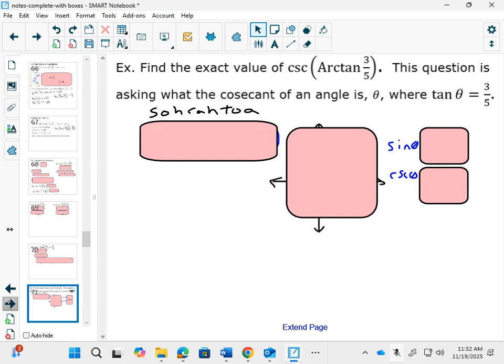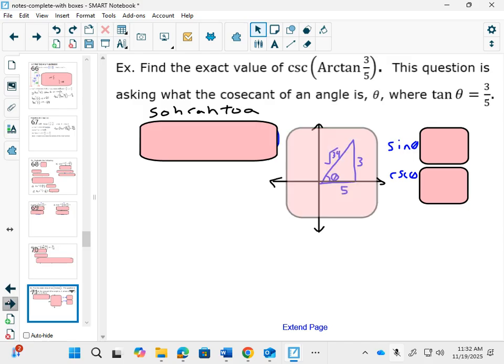Okay. Now let's get interesting. Remember, if we put arc, that's the same as tan inverse. So we want to find the exact value of cosecant of arctan of 3 over 5. What is this question asking? It's asking for us to find cosecant of an angle. And we know, because arctan solves for an angle, right? It solves for an angle when the tan would have been 3 over 5. That's our ratio. So what can we do with that?